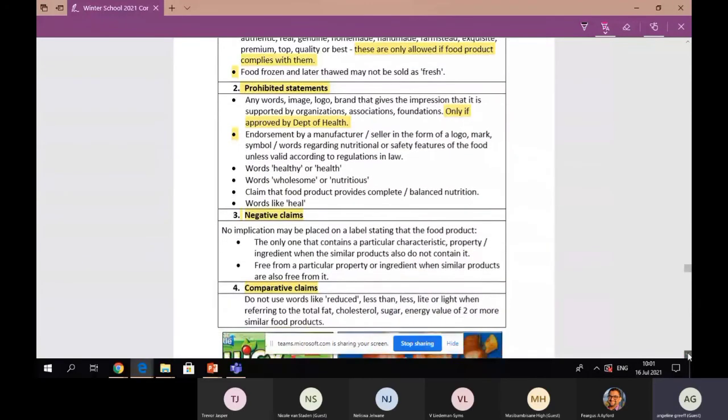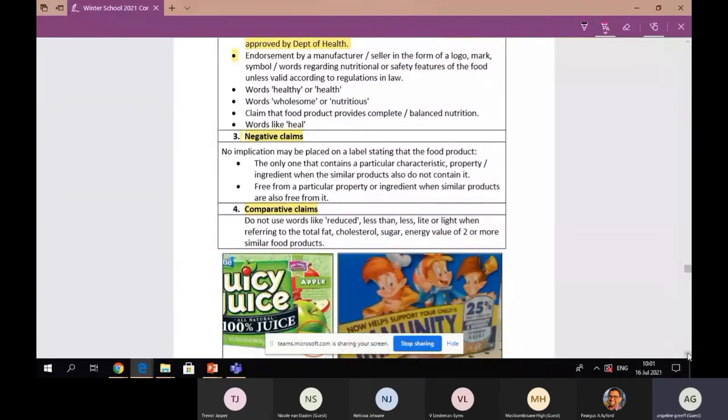So please be aware of those words, and then some negative claims, right? It says there no implication may be placed on a label stating that the food product contains a particular characteristic property ingredient when similar products also do not contain it, right? So negative claims here, for example, if we think in terms of cholesterol and fruit and vegetables, if it's a fruit or vegetable product, they cannot put on zero cholesterol because fruit and vegetables are naturally free from cholesterol. Okay, so please keep that in mind.